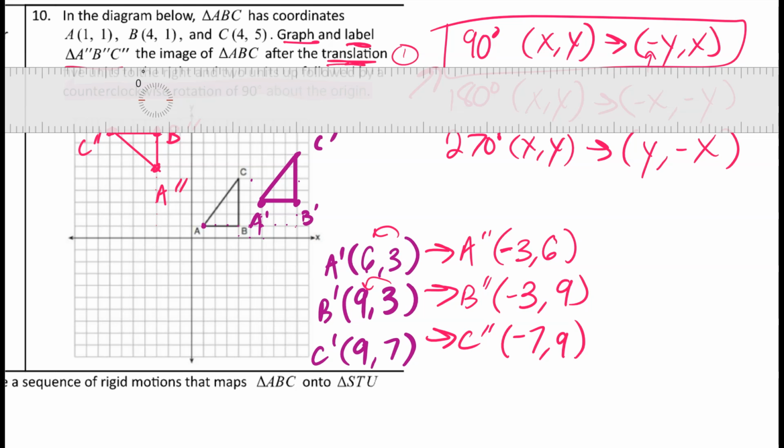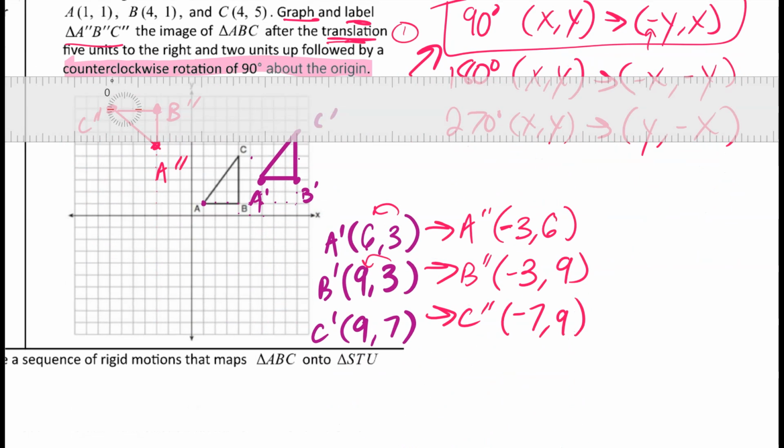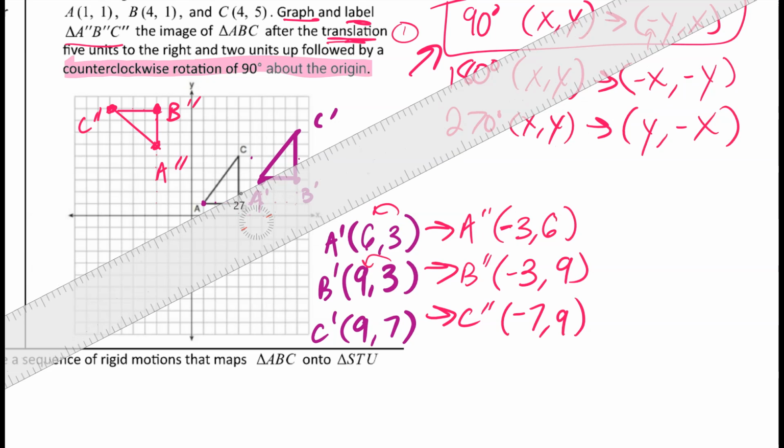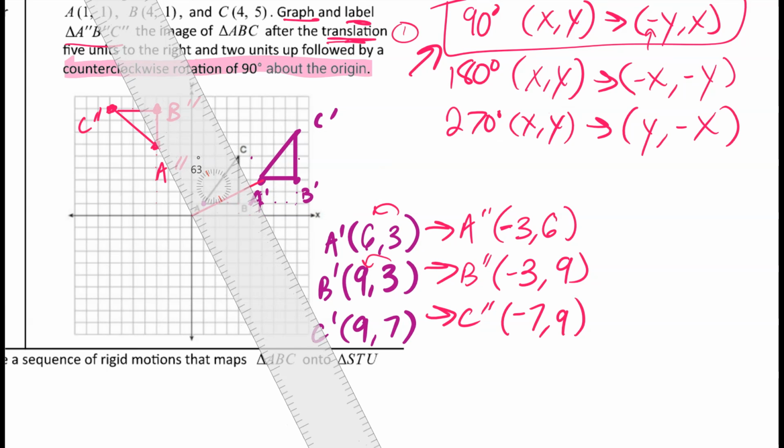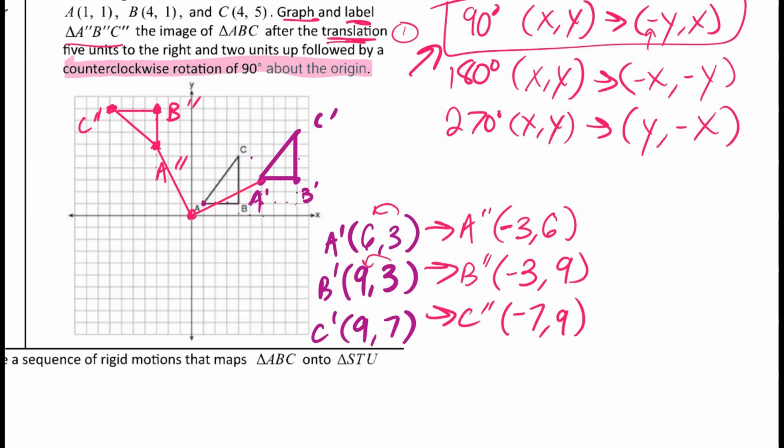If you want to visualize it, what a rotation is doing is taking the distance from, let's say, A prime to the origin, and rotating it 90 degrees, just like that. So when I connect them, that should look like a right angle if I rotated 90 degrees, and those distances should look the same.